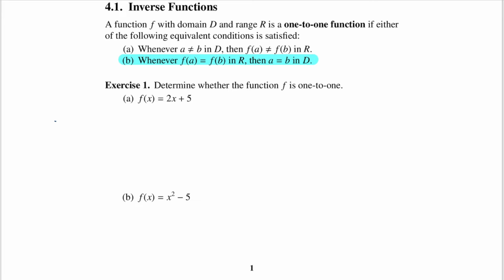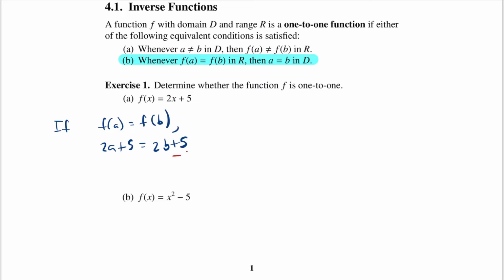Let's say f of A equals f of B. On the left side, we substitute A into x, and we get 2A plus 5. On the right side, we plug in B into x, and we have 2B plus 5. Now we have to see if we can reach the conclusion that A has to equal B.